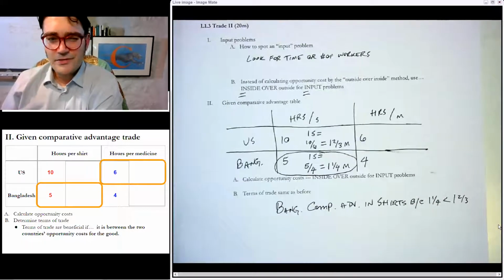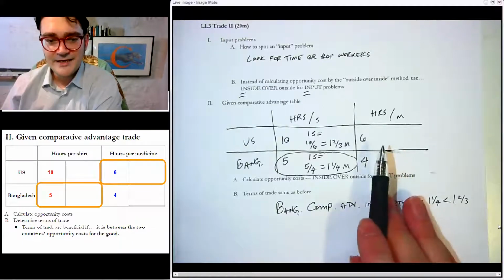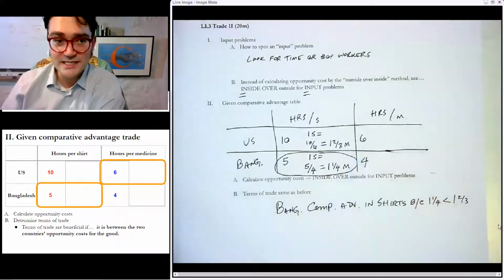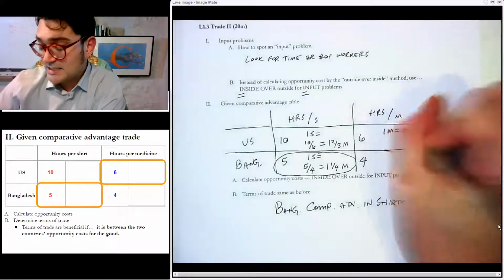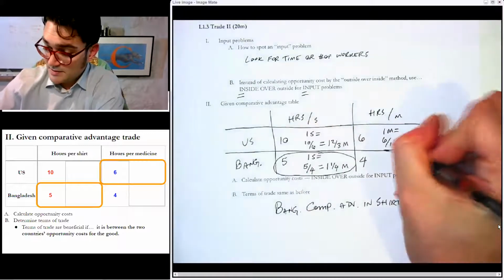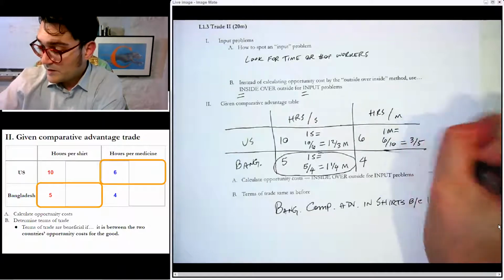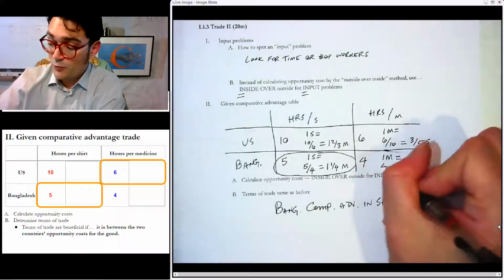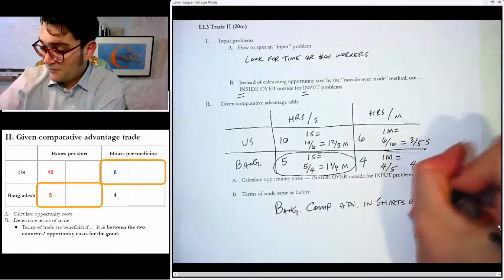Now, the tricky part. Remember this from the last video? Which one has comparative advantage in medicines, the US or Bangladesh? Well, you can't have it in both, so it has to be the United States. But we're going to calculate it anyway, just to see. One medicine is equal to 6, the inside number, over the outside number, 10. 6 over 10 is 3/5 of a shirt. And for the Bangladeshis, one medicine equals 4, the inside number, over 5, the outside number. So 4/5 of a shirt.